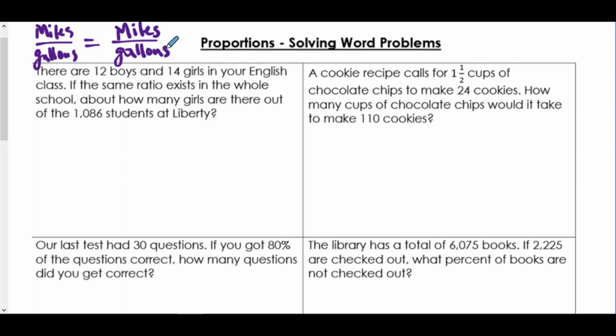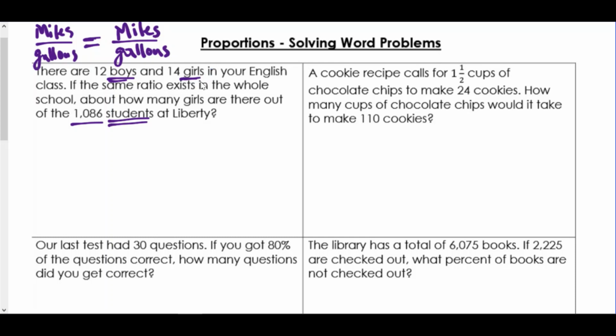So in my first question, there are 12 boys and 14 girls in your English class. If the same ratio exists in the whole school, basically that's saying that it will be a proportion. The same ratio, equal ratios exist. About how many girls are there out of the 1,086 students at Liberty? Be careful here. That is talking about all of our students. This is talking about boys and girls separately.